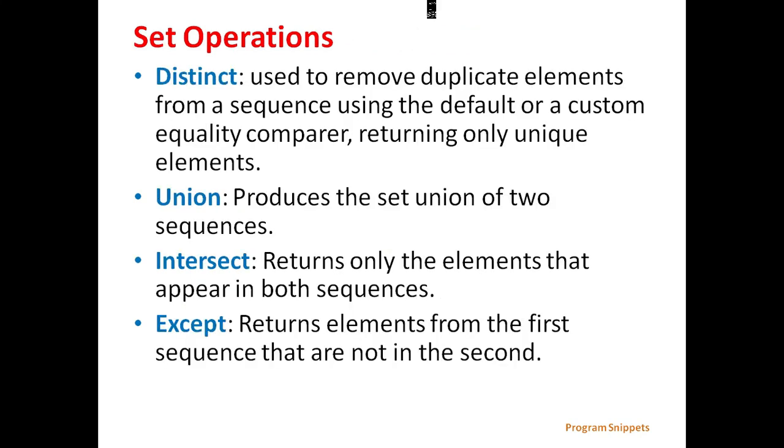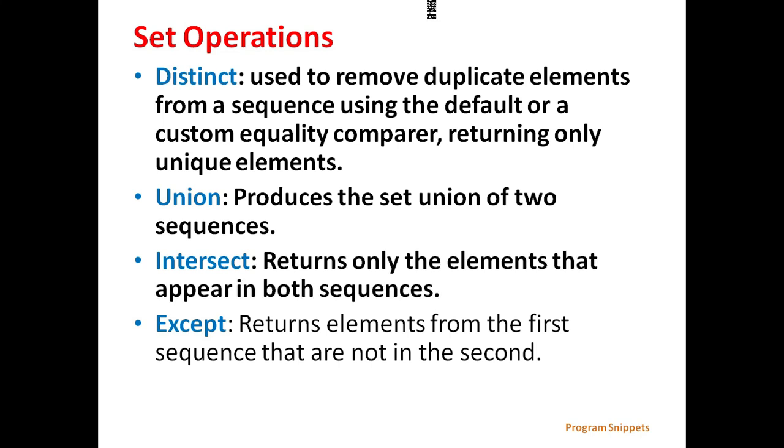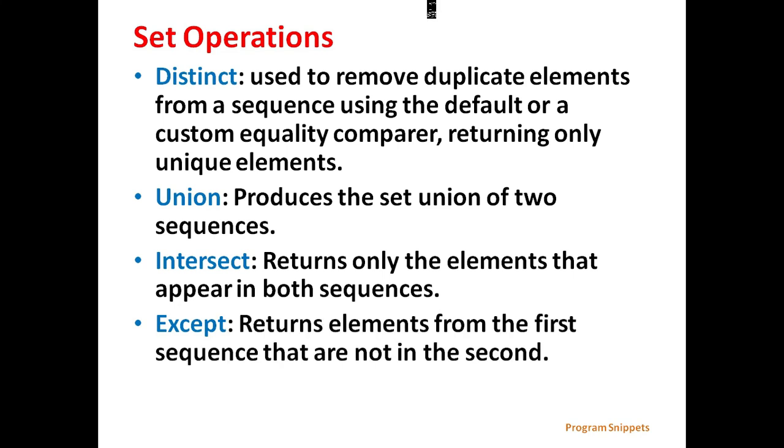Then set operations. First is Distinct, which is used to remove duplicate elements from a sequence using the default or a custom equality comparer, which returns only unique elements. Then Union. It produces a set union of two sequences. Then Intersect. It returns only the elements that appear in both sequences. Then Except. It returns elements from the first sequence that are not in the second.